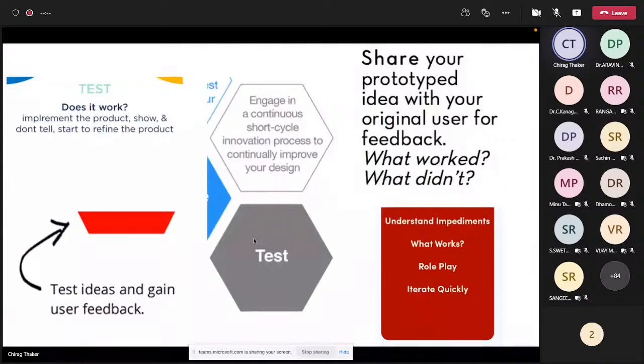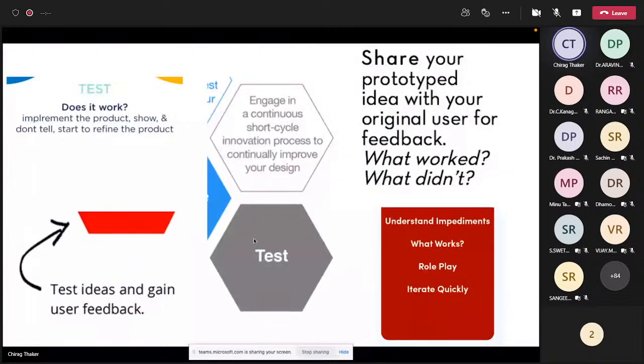So share your prototype idea with your original user for feedback. What has worked, what has not worked, you can create this feedback. So in this phase, what are going to be the activities?